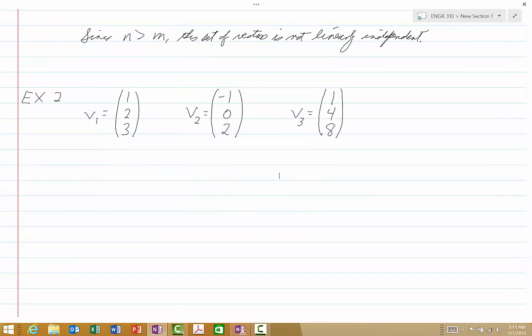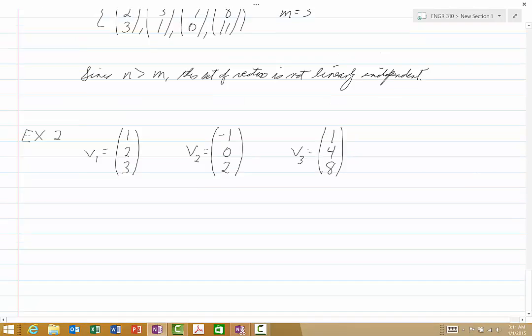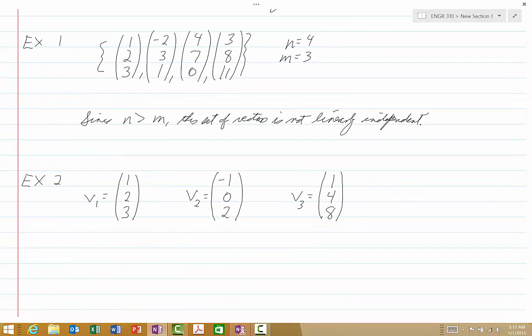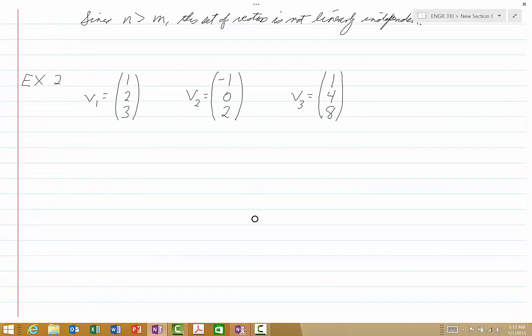So this time, you remember now, our rules say that when n is equal to m, we list the vectors as a matrix and then calculate the determinant. If the determinant has any value other than 0, then the vectors are linearly independent. But if it's 0, then they're not linearly independent. So we're going to list these vectors: 1, 2, 3, -1, 0, 2, 1, 4, 8. And we're going to calculate the determinant of that.